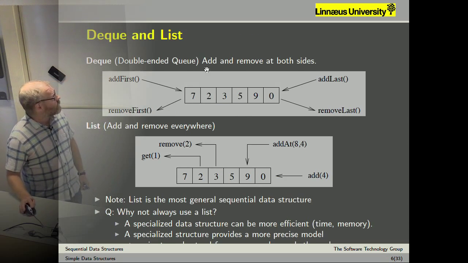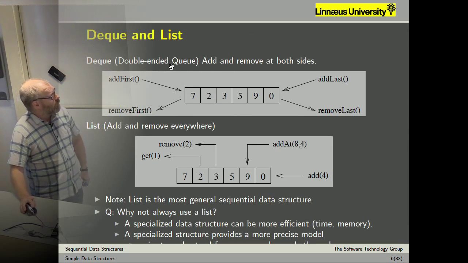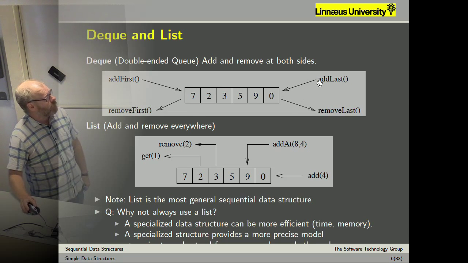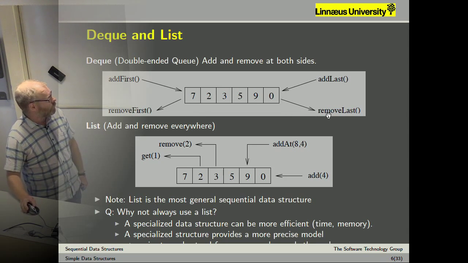Slightly more complicated is the deque, the double-ended queue, where we can add and remove at both sides. So we have operations called add first and remove first, which are adding and removing elements at the front, and add last and remove last, which are adding and removing the last element.